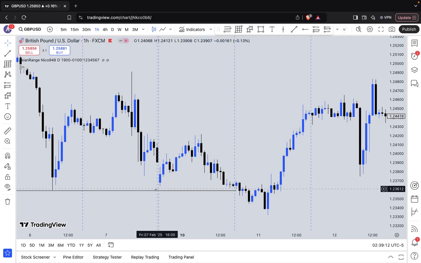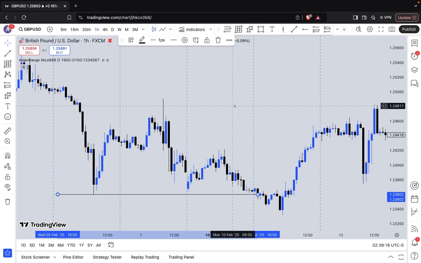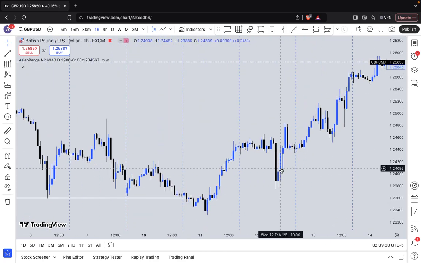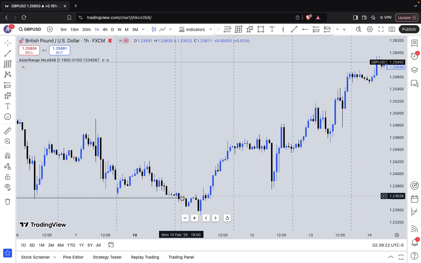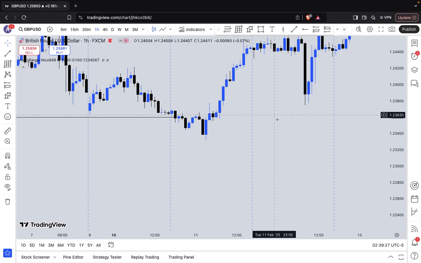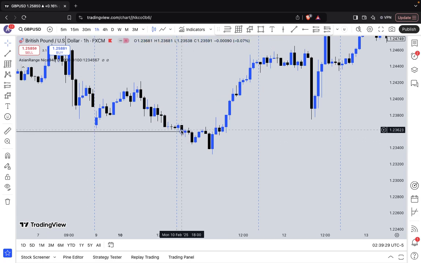So this was the previous day low that price swept. Where is the candle that swept the liquidity? This was the candle that swept the liquidity. And I was waiting for a change in state of delivery, waiting for a market structure shift.